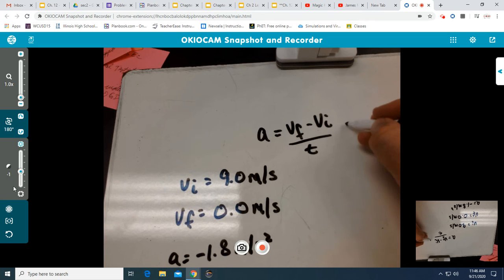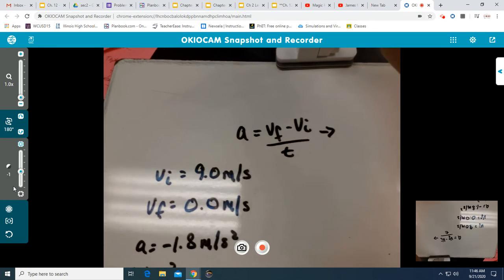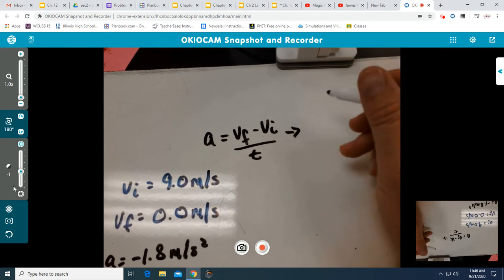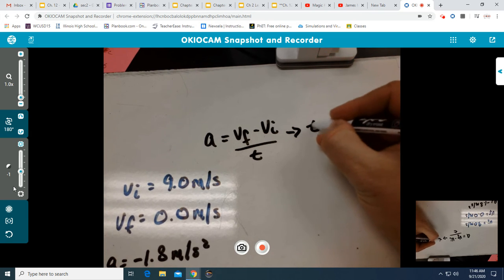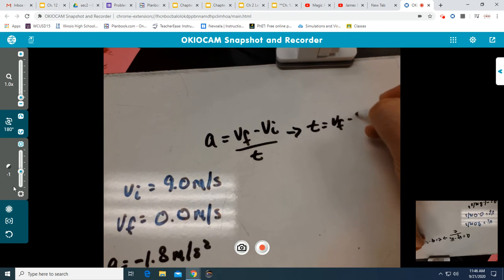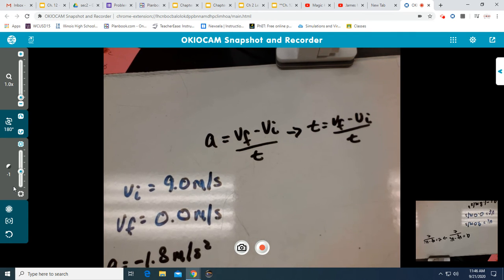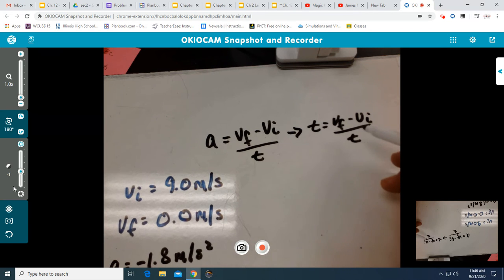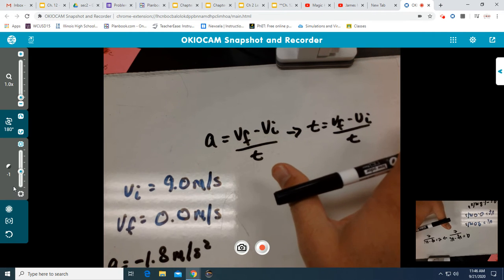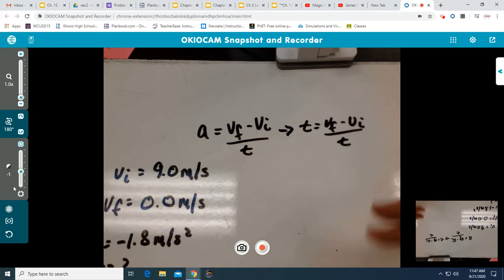Throughout the whole process, this shouldn't be anything new to you. We've done this many times, especially in intro. We're going to have t is equal to VF minus VI over a. Once we've got it rearranged here, you might like to be the person who puts the numbers in and then rearranges as you go. That's fine. But I like to keep it here because it's pretty simple. There's not a lot of numbers muddying up the area here.